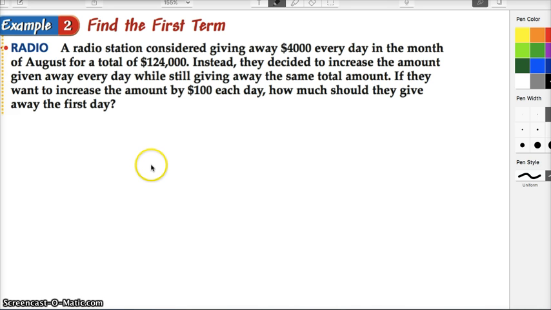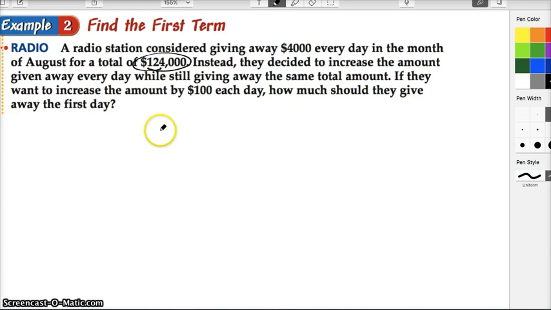So here in example 2, we're dealing with a radio station that considered giving away $4,000 every day in the month of August for a total of $124,000. Instead, they decided to increase the amount given away each day while still giving away the same total amount. So they're going to continue giving away a total of 124,000, but now they want to up the ante every day. So each day they'd increase the amount that they were going to give away by $100.